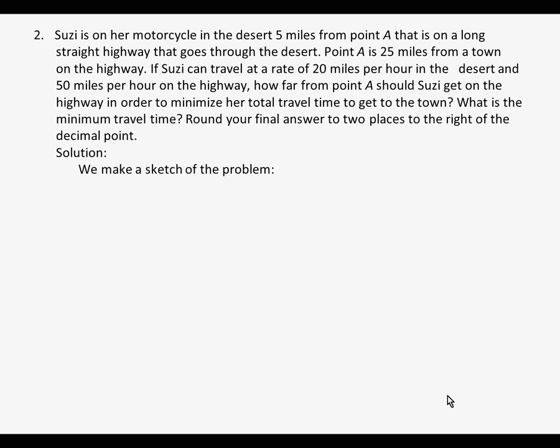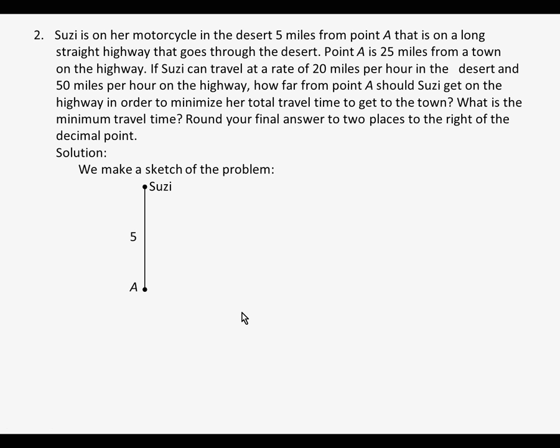Okay, we make a sketch of the problem. According to the problem, Susie is on her motorcycle in the desert 5 miles from point A. So here's Susie in the desert. Here is point A. Remember your high school geometry that the shortest distance between 2 points is a straight line. And this is 5 miles.